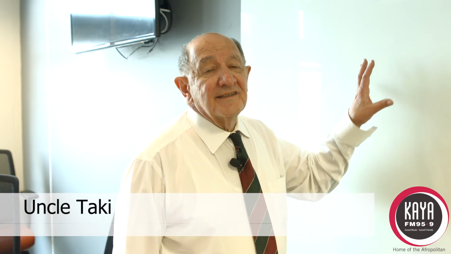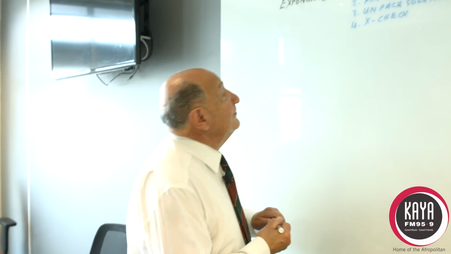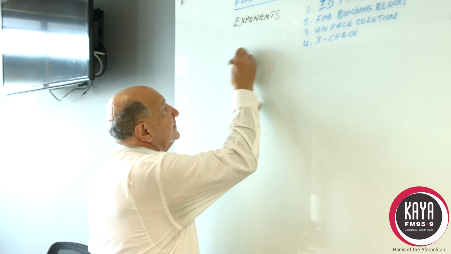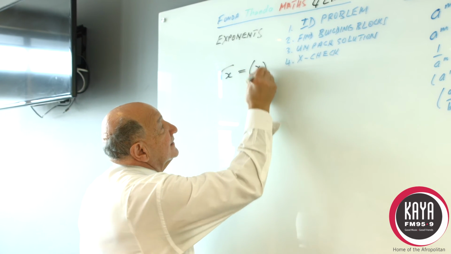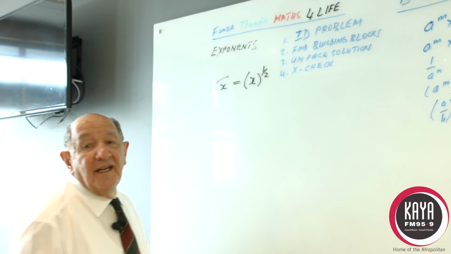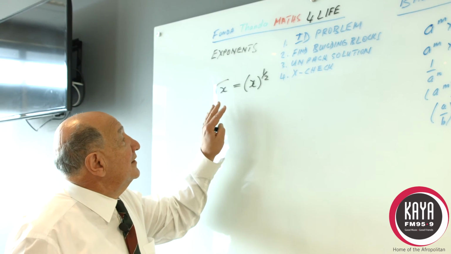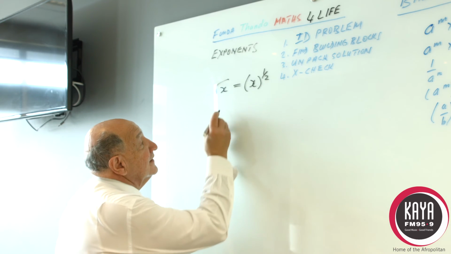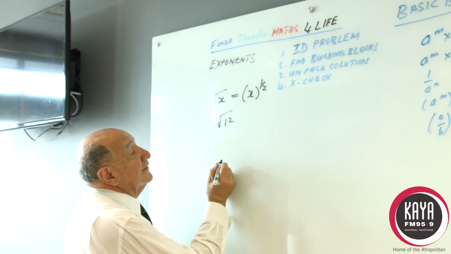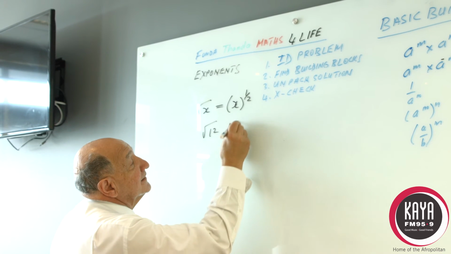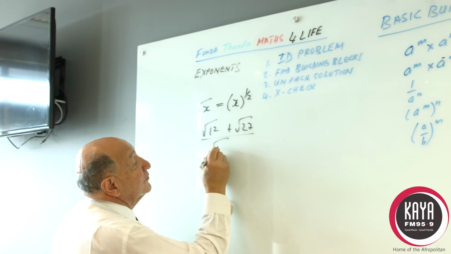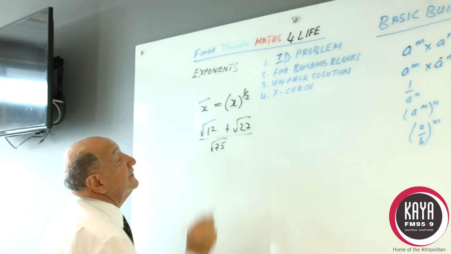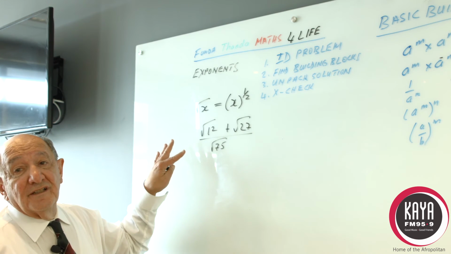Continuing with exponents, let us look at some problems which include surds. A surd, if you take the square root of x, it can also be expressed as x to the power of a half. And in the matric papers, we do get problems using surds. So if we take the square root of 12 plus the square root of 27 divided by the square root of 75, we need to evaluate this problem.